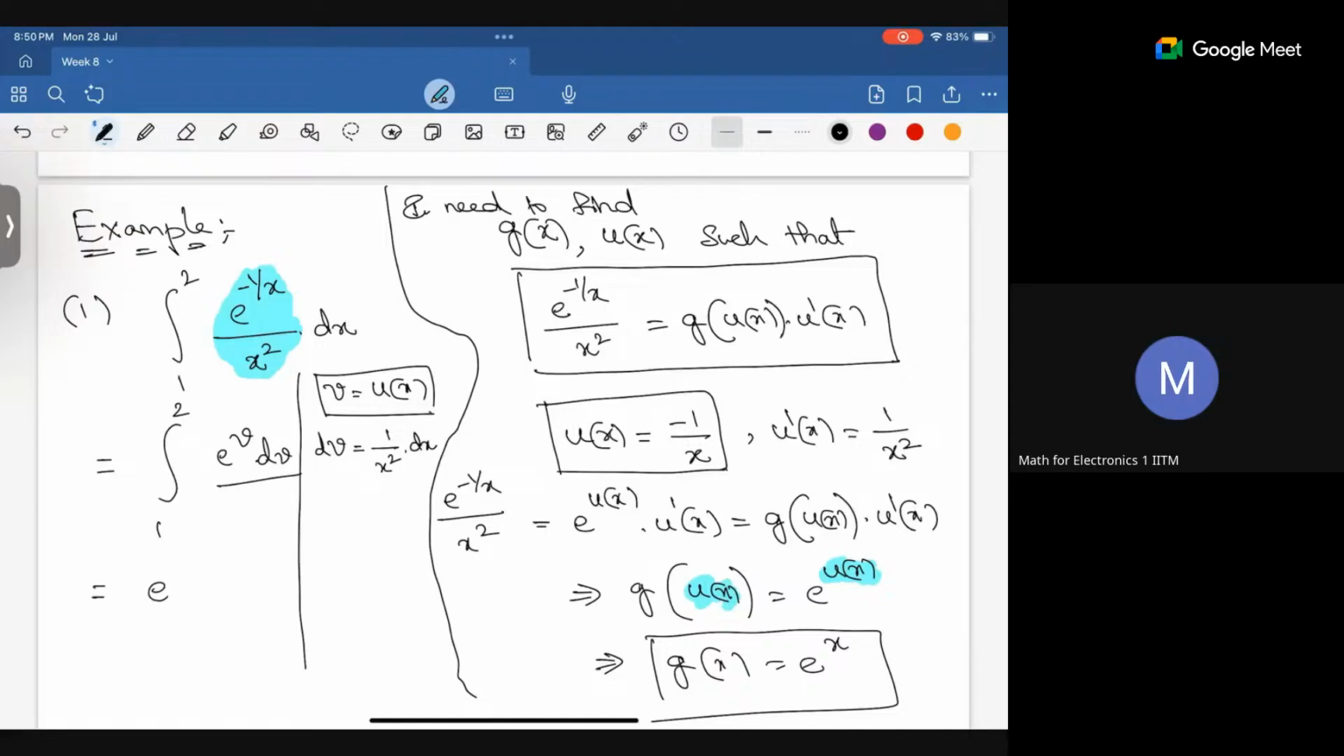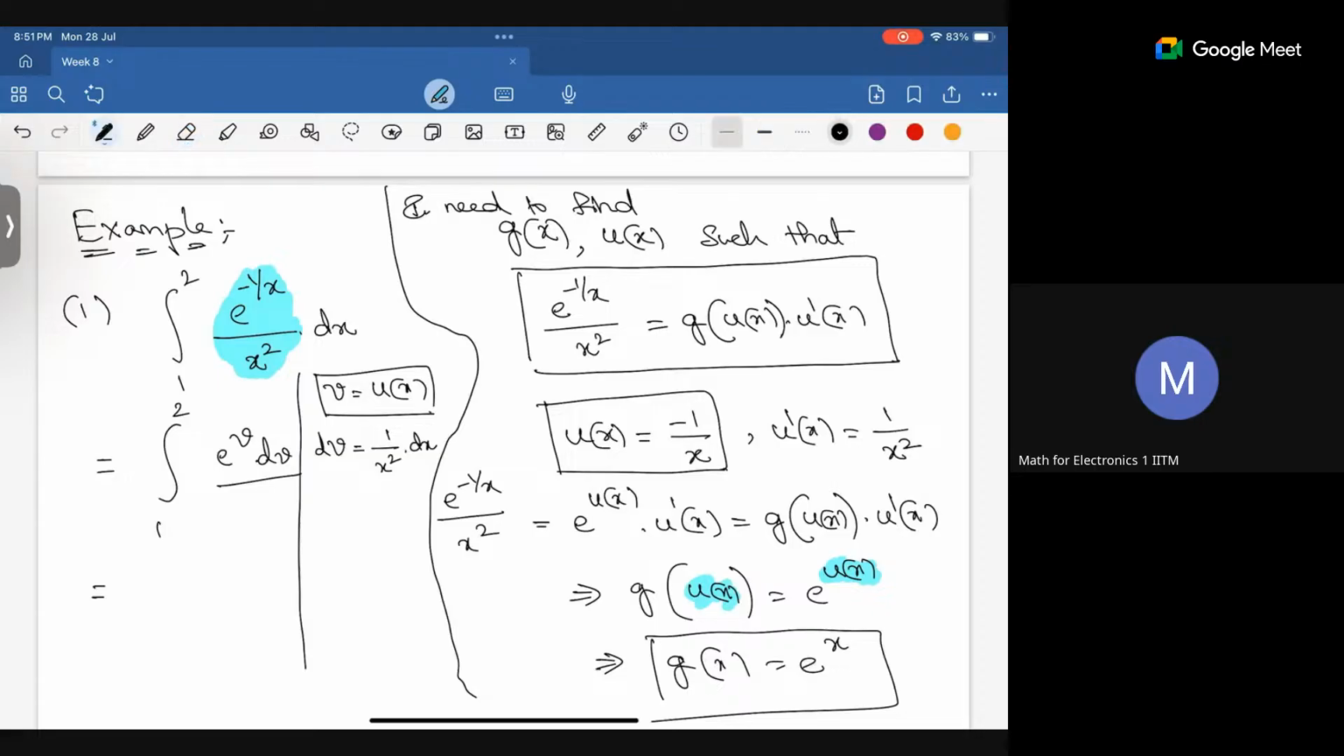Sir, the limit values will also change. Correct. So when x is 1, v will be minus 1, and when x is 2, v will be minus 1 by 2. I completely forgot about it. So when we do the substitutions, we make sure that even the limits are properly substituted. So even the limit values will change.